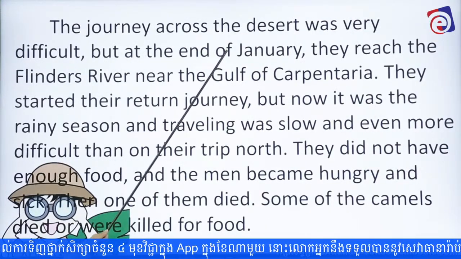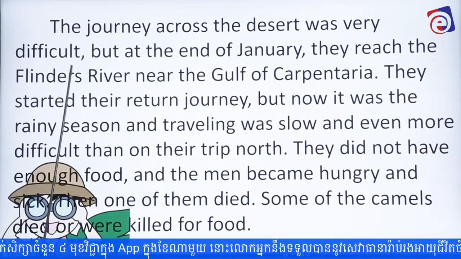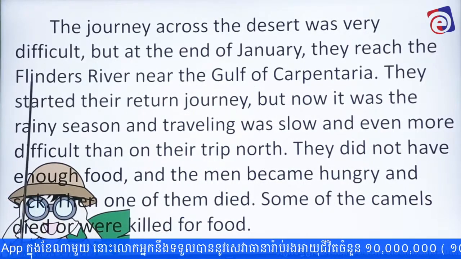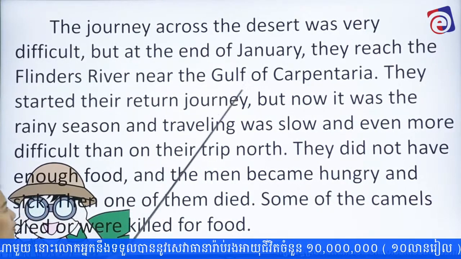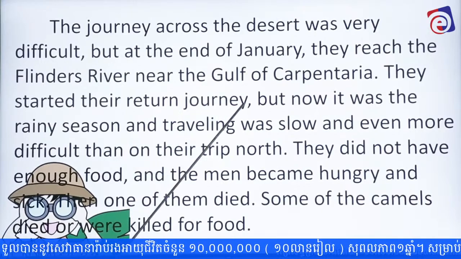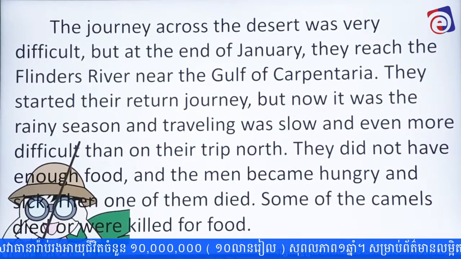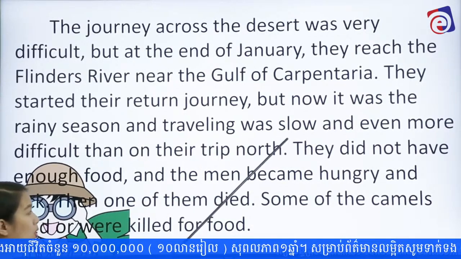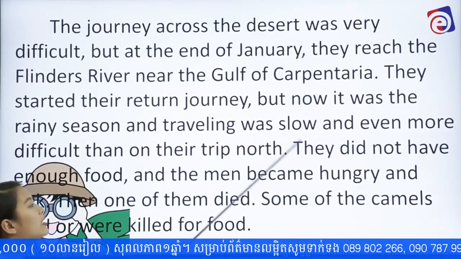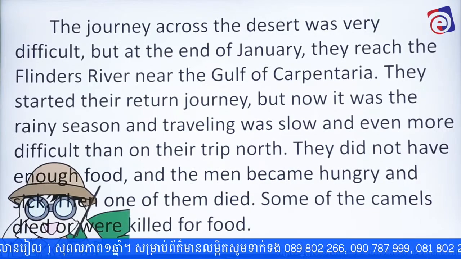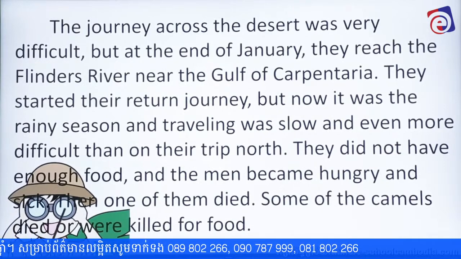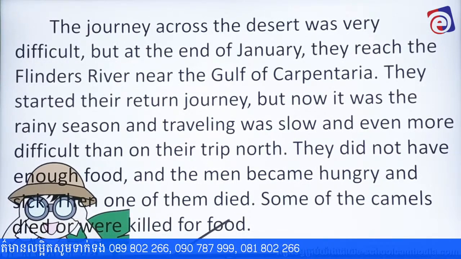The journey across the desert was very difficult, but at the end of January, they reached the Flinders River near the Gulf of Carpentaria. They started the return journey, but now it was the rainy season, and traveling was slow and even more difficult than on their trip north. They did not have enough food, and the men became hungry and sick. Then one of them died.